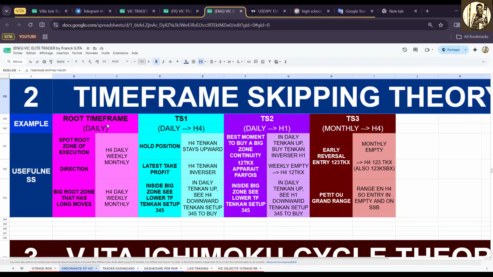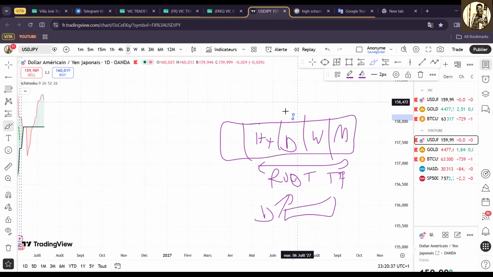If you want to understand the theory, you need the root time frame. Let us take, for example, the daily root time frame. Now, TS1 is where you hold the position. So if you took a setup on daily, you skip one time frame below using the TS1 method, and you enter on it, holding the position. You don't enter on H4. You hold the position on H4. And how do you hold the position on H4? You hold it this way.